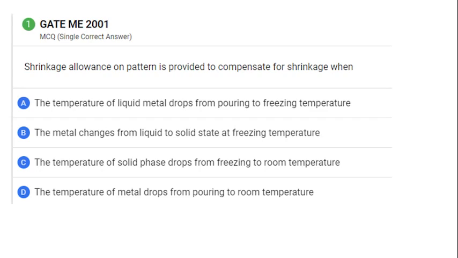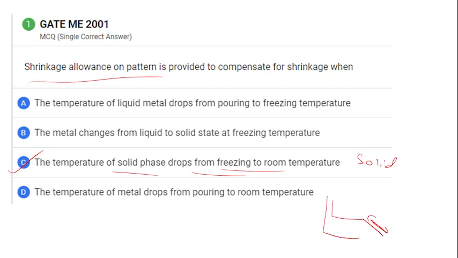Solve this question. C. Option D. C. Yeah, C, ma'am. C is correct. What is it asking? Shrinkage allowance on the pattern, when we give that for solid contraction, right? When solid contraction happens, after it turned into solid phase and then from freezing it turned to room temperature. Like this was the graph. Here only we provide solid allowances. This is your freezing temperature. This is the room temperature. What is written: metal drops from pouring to room temperature.